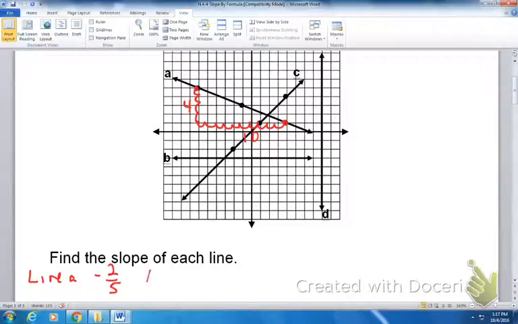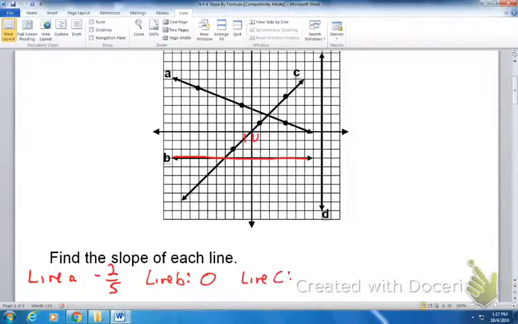Now, let's look at line B. I'm going to erase the stuff I have on line A. Line B is right here. It looks like it's a perfectly horizontal line, and guys, horizontal lines have a slope of 0.